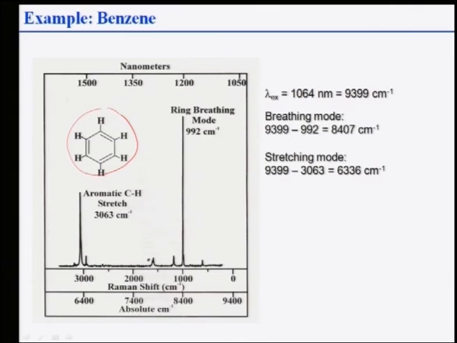a stretch band at about close to 3000, and then you have a ring breathing mode which is about 992, and these are basically the Raman shifts. You can see these are the Raman shifts, and this is the absolute cm. Raman shift is calculated by the difference between the incident radiation and the vibration which is coming out, and this is what the breathing mode is, and this is how the stretching mode can be calculated.